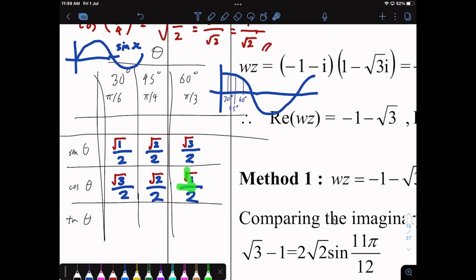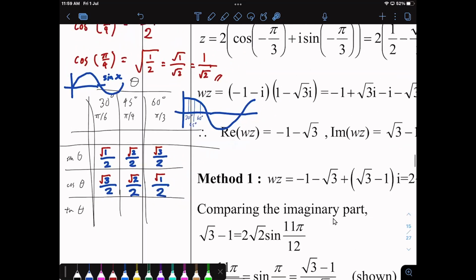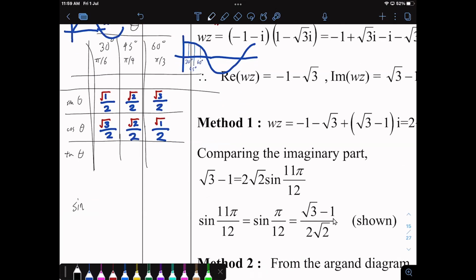Square root 1 is just 1, so 1/2. Yes. Do you notice a pattern? Same. Why? Is it a coincidence? It's not a coincidence. The reason is the co-identities. I call it the co-identities.